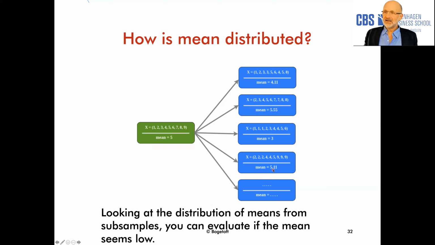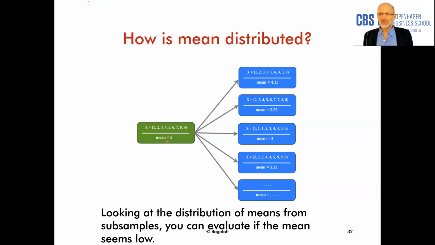That means you can get an idea about what the mean is when you take into account that there's a chance event involved in choosing observations from the population. So you can look at the distribution of these means, and then you can evaluate whether a mean of 5 is really a high number or a low number.